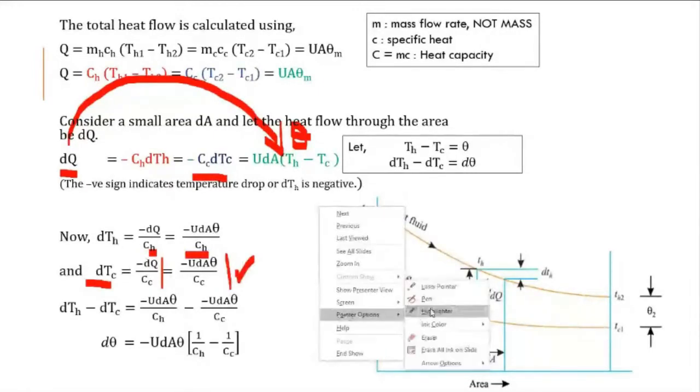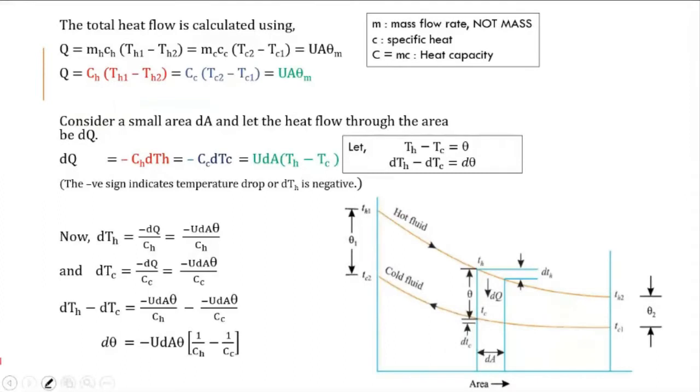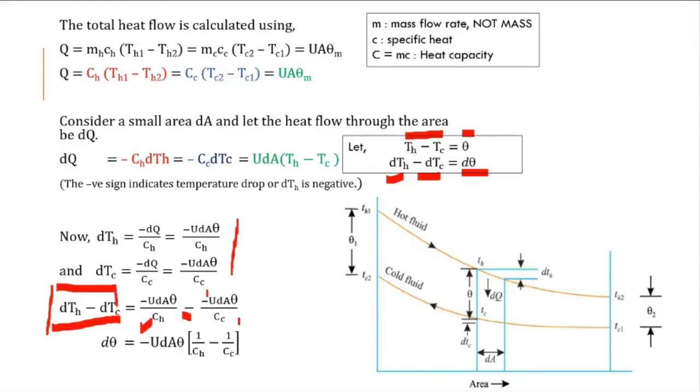Once we find out dTH and dTC individually, we are going to subtract both of them to find dTH minus dTC. TH minus TC is given as theta. If you differentiate both sides, we can write that dTH minus dTC will be equal to d theta. If you subtract these two equations, we get dTH minus dTC is equal to minus U dA theta divided by CH minus of minus U dA theta divided by capital CC.